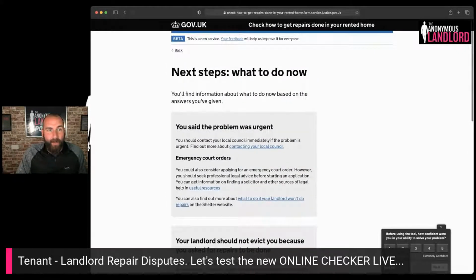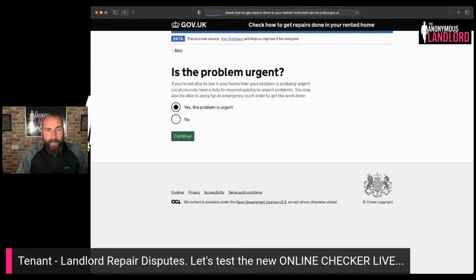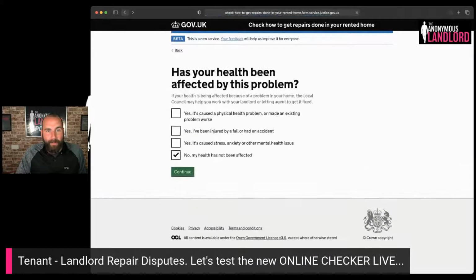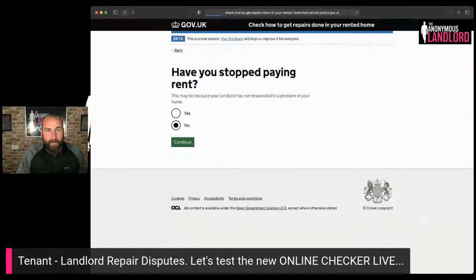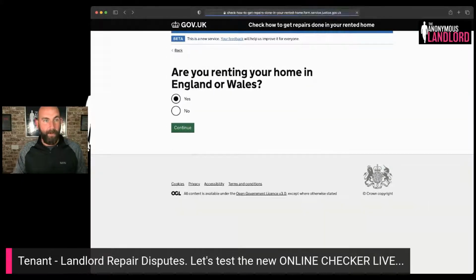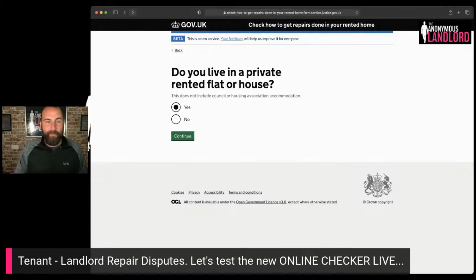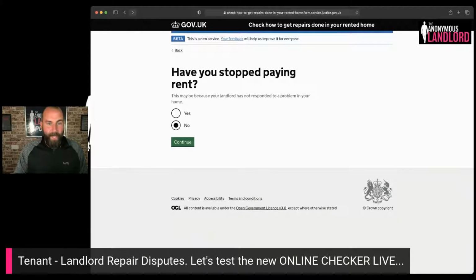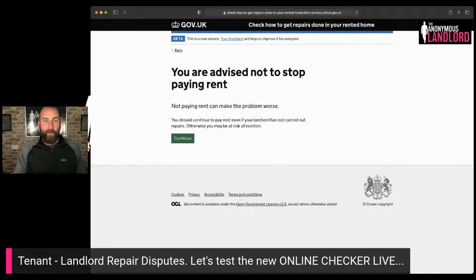So if I now go, let's go back. If you can, there we go. All right, so I don't need to go back further than that. Do you live in a private rented house or flat? Yes. Have you stopped paying your rent? Let's see what it says. If they say yes, continue. You are advised to stop paying rent. Good on you, government. Good on you. Well done.